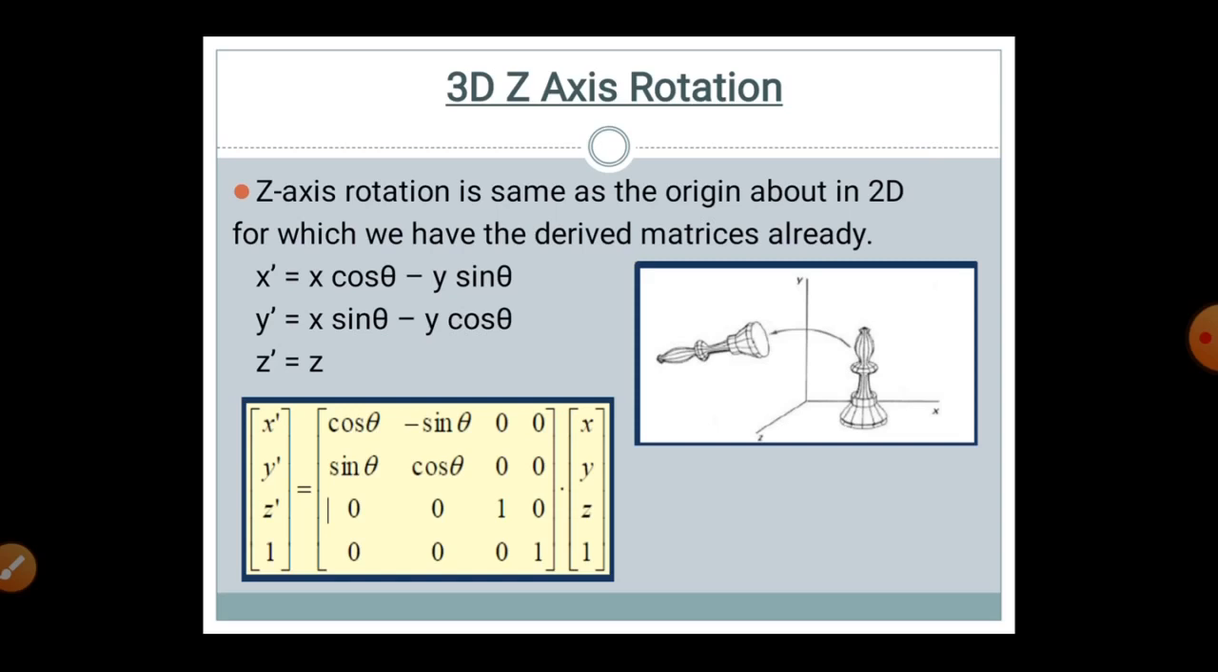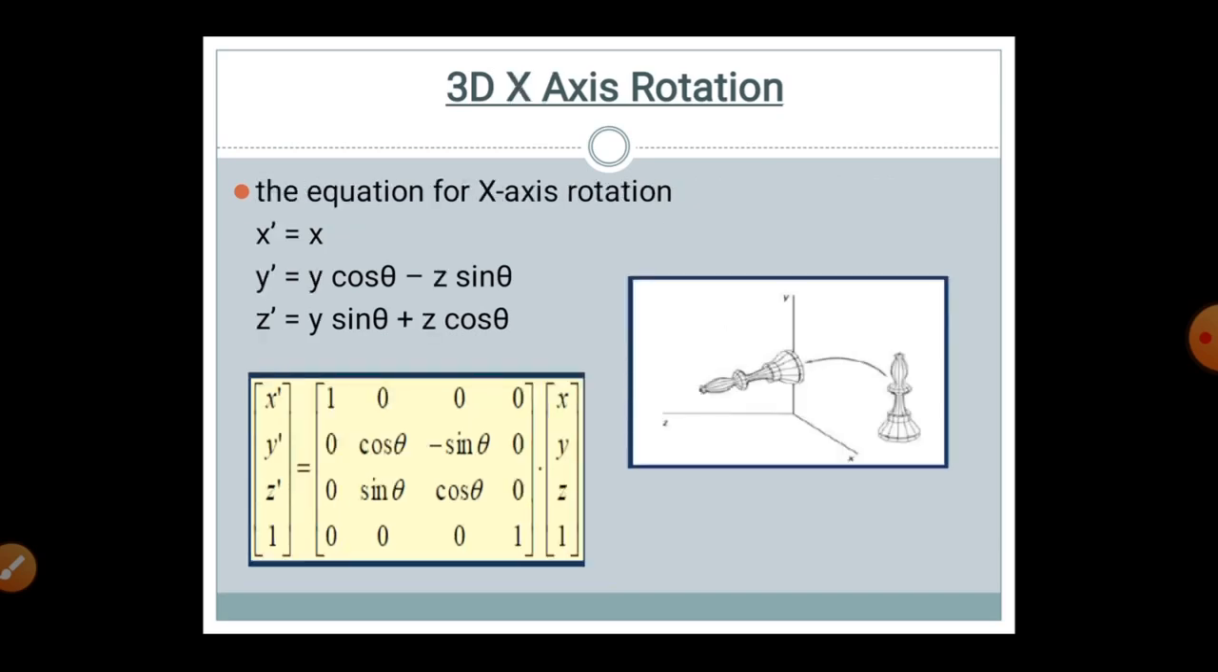Z axis rotation is the same as rotation about the origin in 2D, for which we have derived the matrices already, that is x dash equals x cos theta minus y sin theta, y dash equals x sin theta plus y cos theta, z dash equals z. Now this can be written as a matrix of z axis rotation: x dash, y dash, z dash, 1 equals the matrix cos theta, minus sin theta, 0, 0; sin theta, cos theta, 0, 0; 0, 0, 1, 0; 0, 0, 0, 1, multiplied by the initial coordinates x, y, z, 1. It is a z axis rotation.